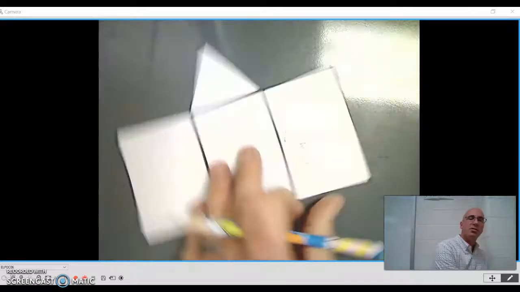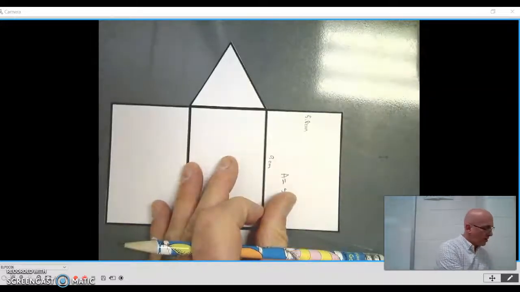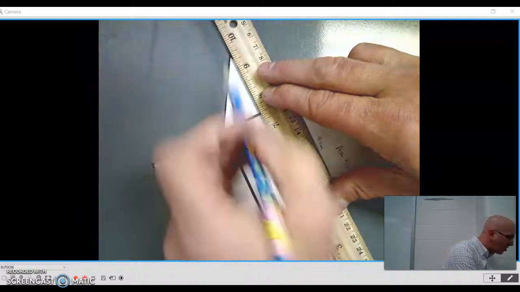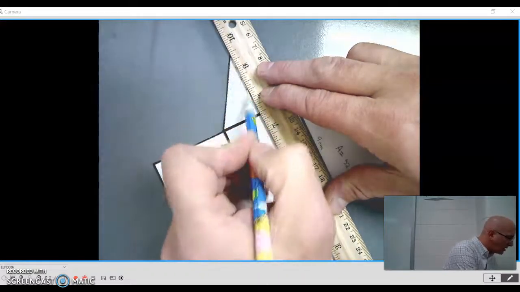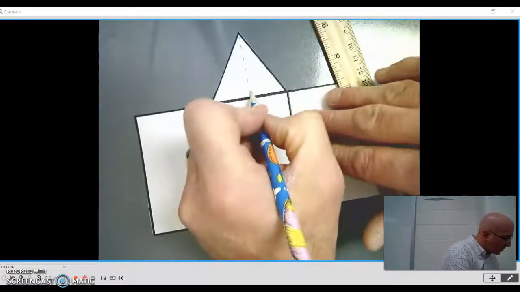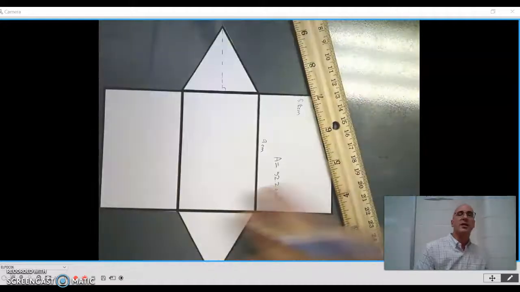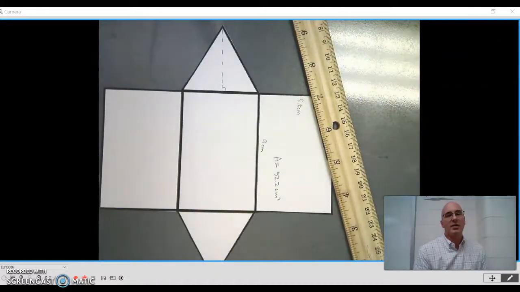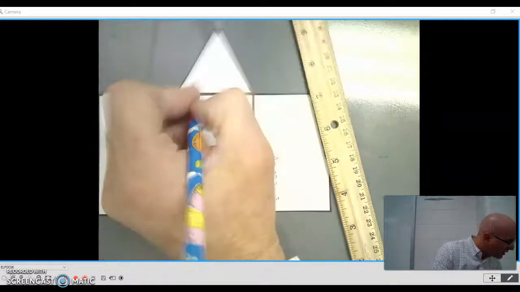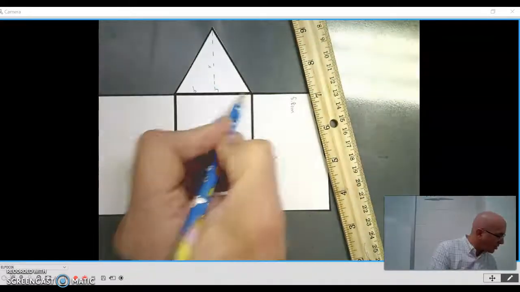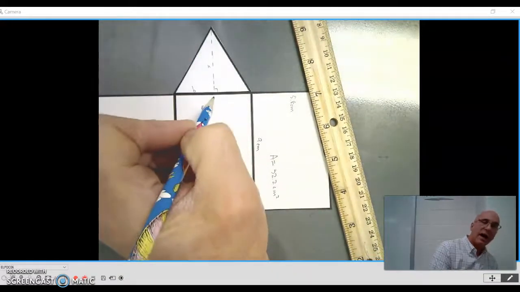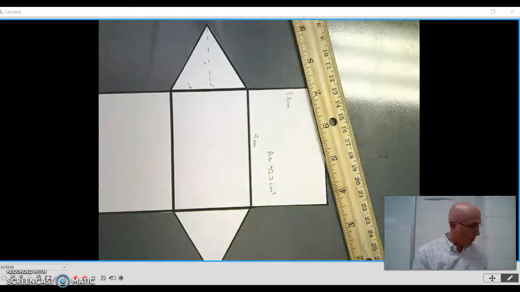Now remember, when you do a triangle, we need the base and the height. So you need to actually draw in the height. And you can do the best you can. We draw a dotted line from the base to the highest point of that triangle, and that becomes your height, and that becomes your base. So you will measure the base times the height, and then you divide that by 2. So you are going to do that for each of the nets.